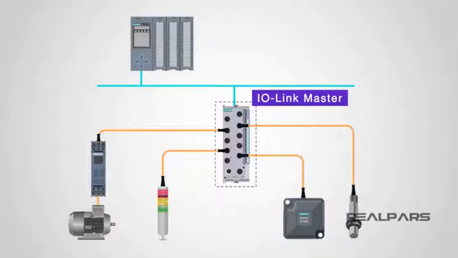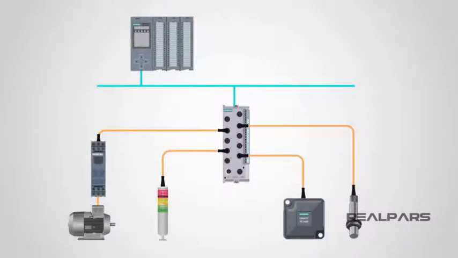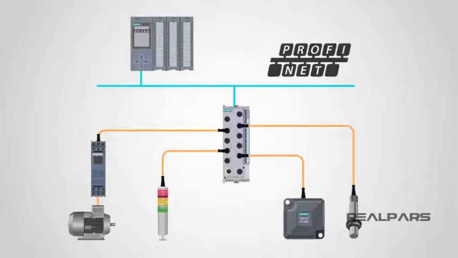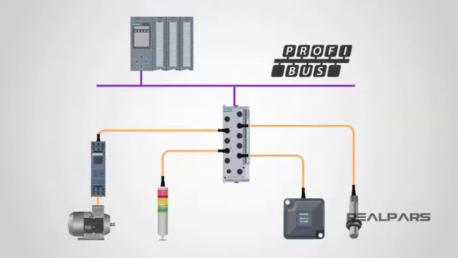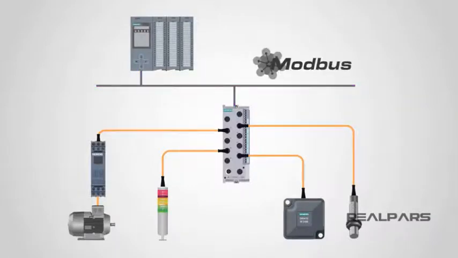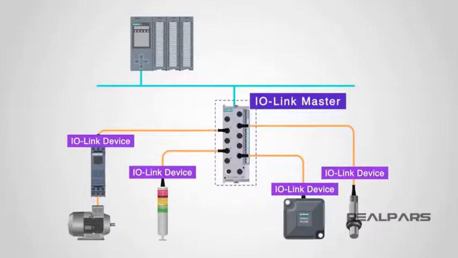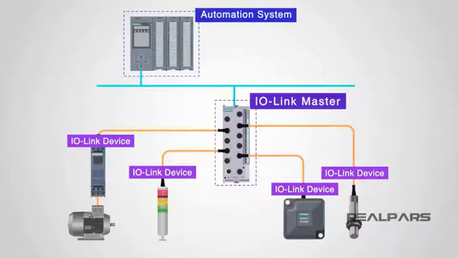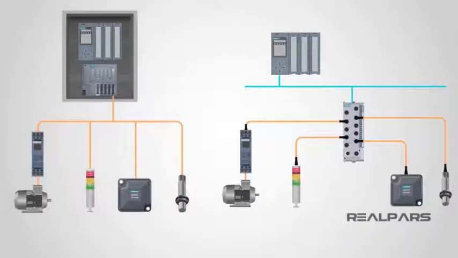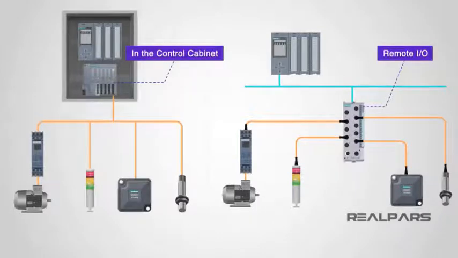The I/O link master is capable of processing digital signals and analog values. Its versatility means it is capable of integrating into existing systems and can communicate using the industry-recognized Profinet, Profibus, or Modbus, to name a few. The I/O link master establishes the connection between the I/O link devices and the automation system. As a component of an I/O system, the I/O link master is installed either in the control cabinet or as remote I/O, directly in the field.